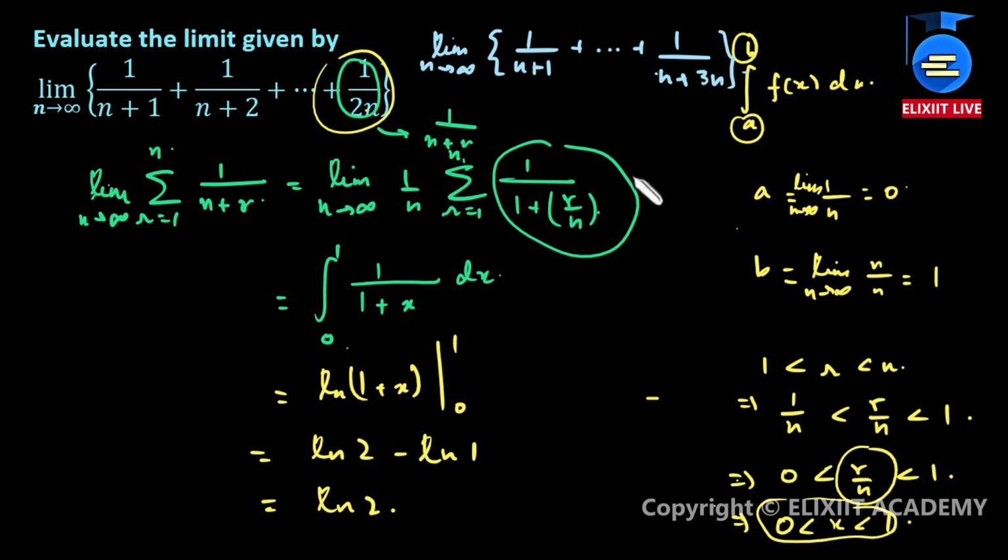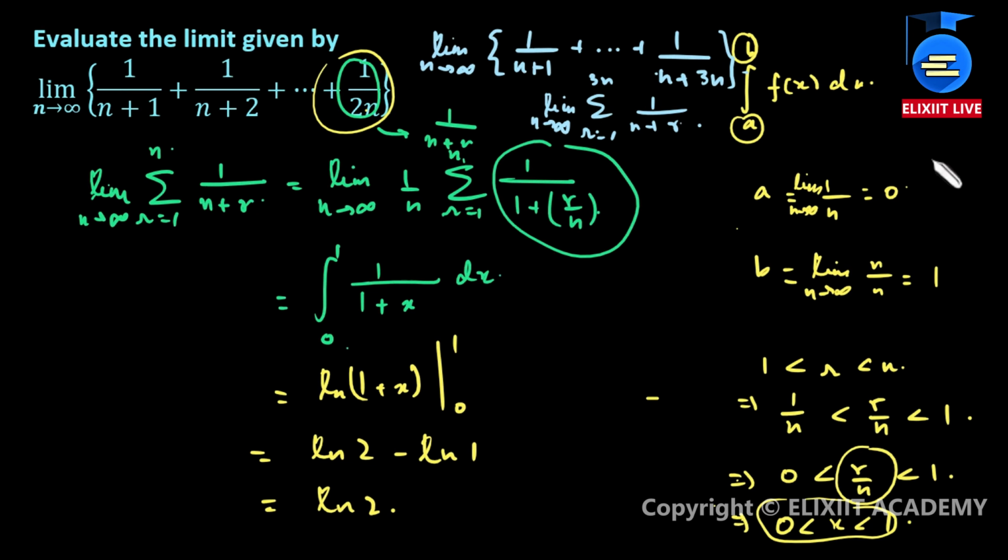So in this case, the sigma would have been limit n tends to infinity, sigma, where the limits will be from r equals 1 to 3n, of 1 by n plus r. So in this case, limit n tends to infinity, we'll try to represent it in this format, but the only change will be that the integration would go from 0 to 3.